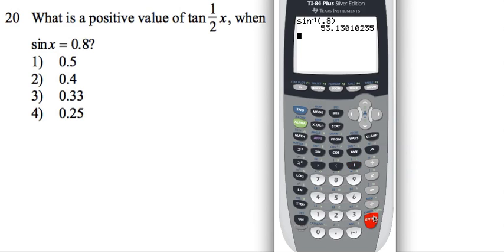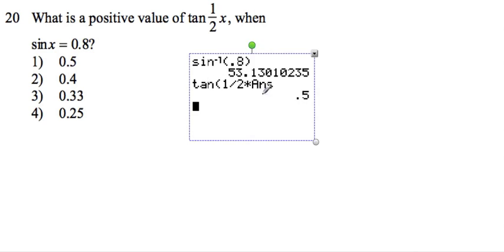Now our angle is 53 degrees, with the change. Then what we're looking for is tangent of half of that angle. So we go for tangent of half of that angle, which is equal to 0.5. So therefore choice 1 becomes our answer.